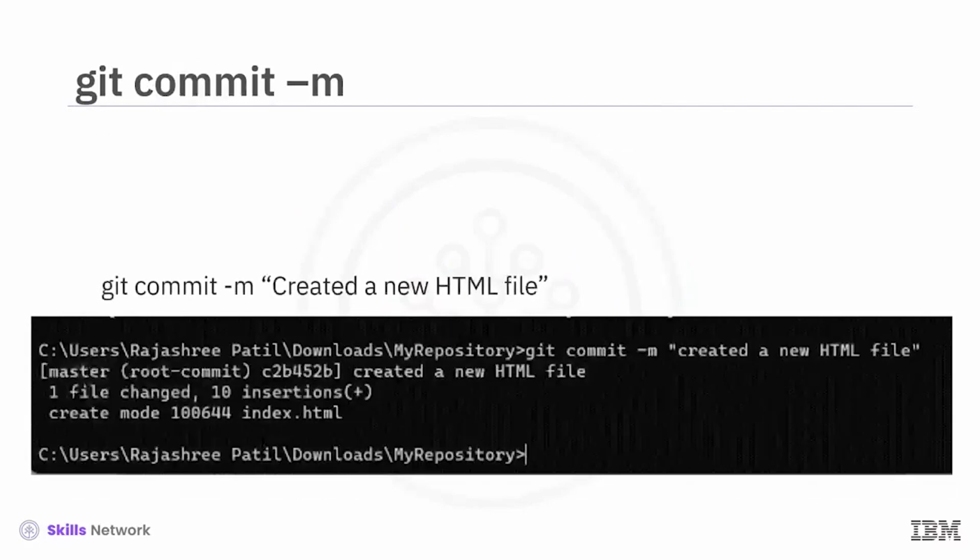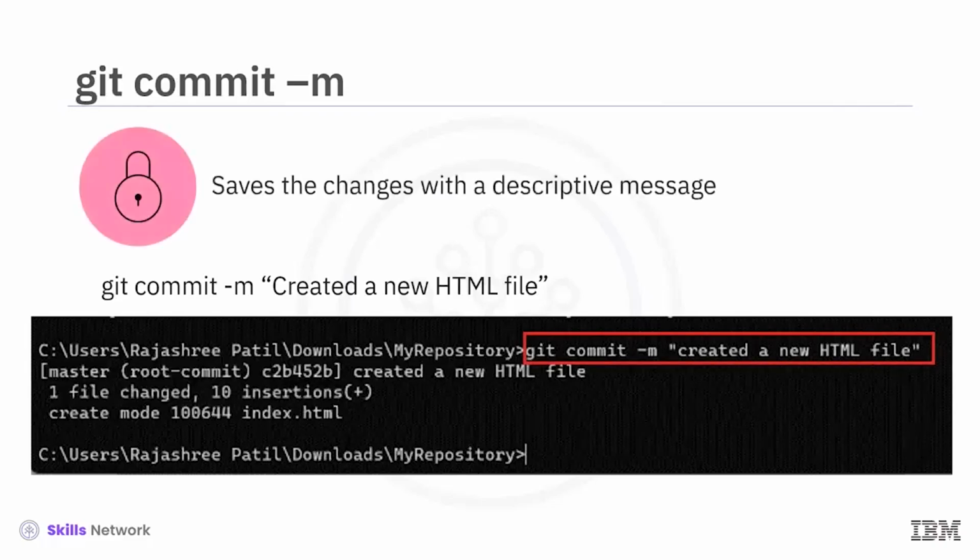Now, you decide to commit the addition of the new HTML file with a message. For this, you use the git commit -m command that takes your staged snapshot of changes and saves them to the project with a descriptive message. This message explains the purpose of the git commit. So, in this case, created a new HTML file can be your commit message.